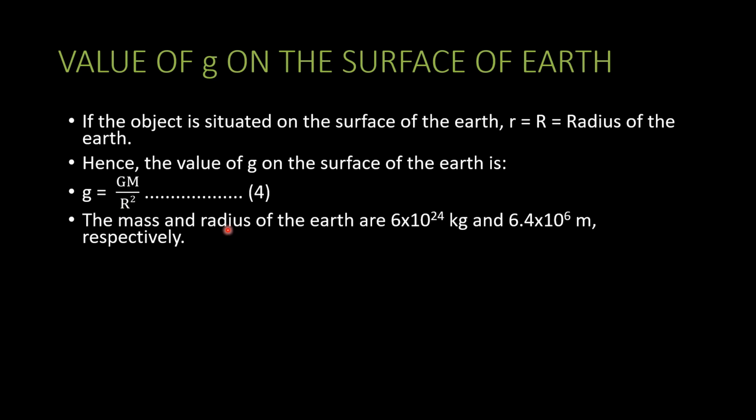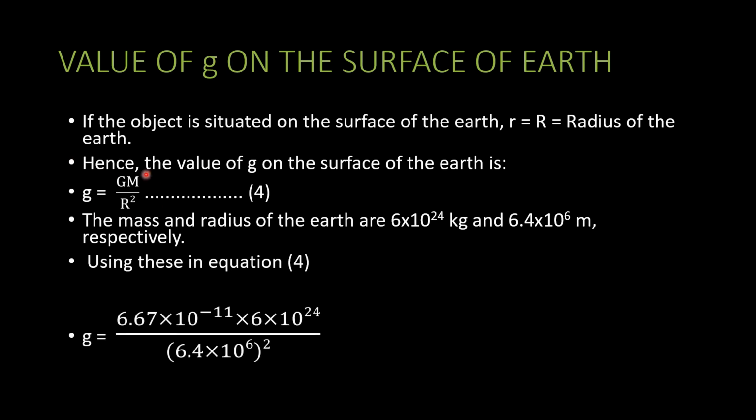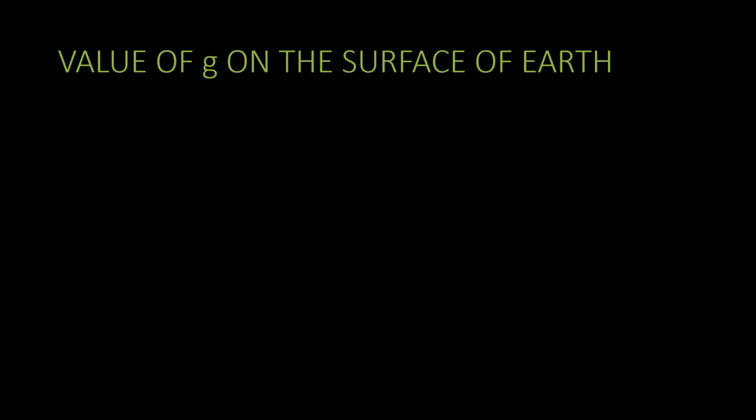But we know that the mass of the earth is 6 into 10 power 24 kilogram and the radius of the earth is 6.4 into 10 power 6 meter. So if we substitute it in this equation and solve it, we will get a value of 9.77 meter per second square. So the value of g is 9.77 meter per second square.